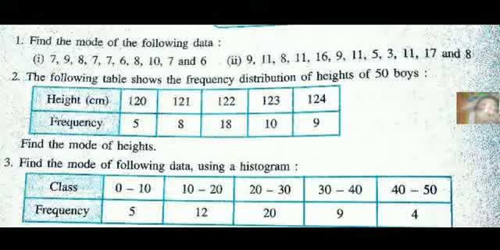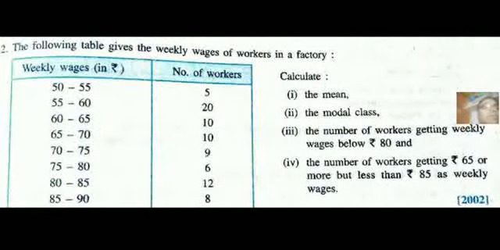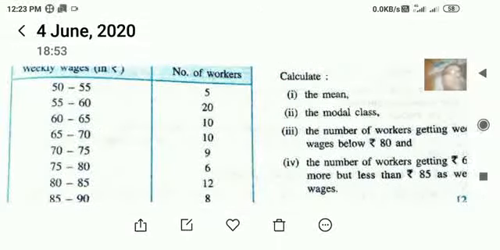Find the mode of the following data given in the histogram. Class given 0 to 10, frequency 5; 10 to 20, 12; 20 to 30, 20; 30 to 40, 9; and 40 to 50, 4.